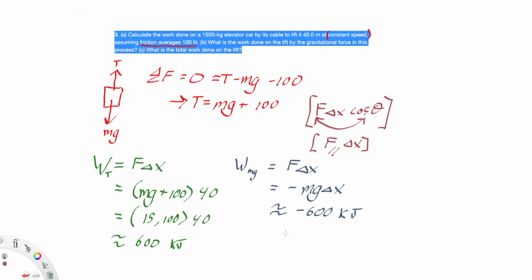Does that make sense? Okay, so also, will the exam have questions where we have to think about whether the force is parallel, and if it's not, then we use the cosine of the angle? That's right.